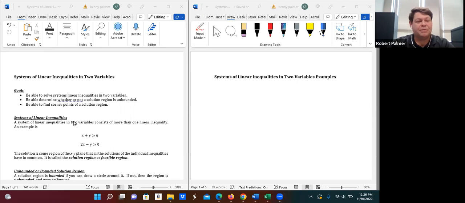Our goals are to be able to solve systems of linear inequalities in two variables, determine whether or not a solution region is unbounded, we'll explain that, and then also find what I call the corner points of the solution region, which will actually be important in other areas.